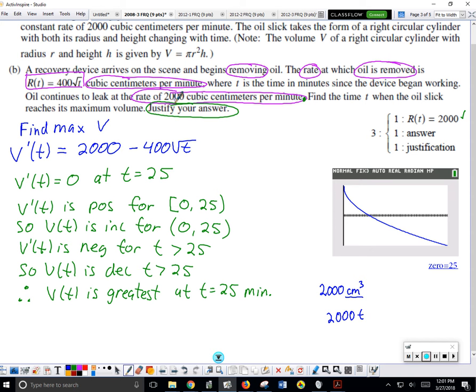This is a rate. Now, because the rate's constant, it's easy to figure out the amount. You can say, hey, after 1 minute, how many cubic centimeters will have flowed out? 2,000. After 2 minutes, 4,000. After 3, 6,000. But the rate itself is still just 2,000. You see the difference?